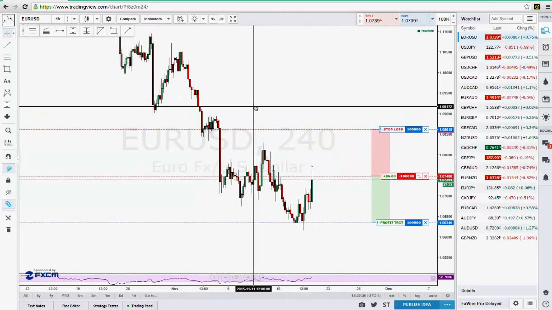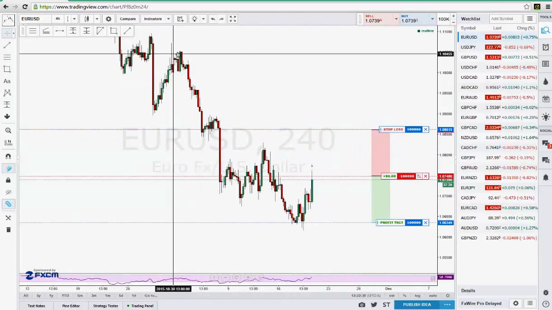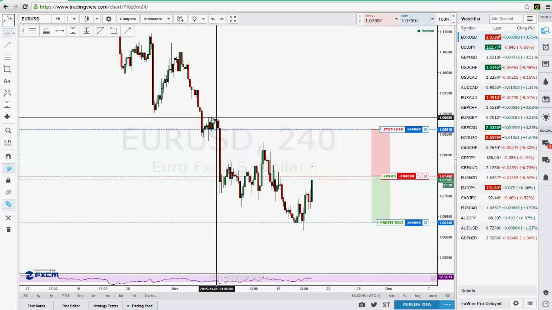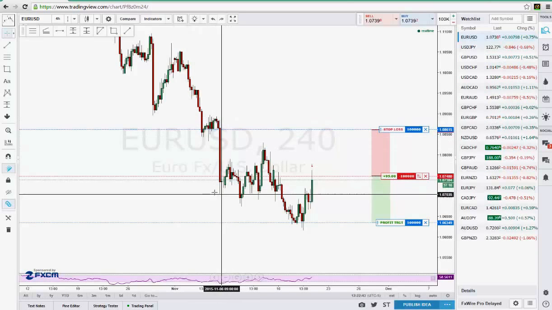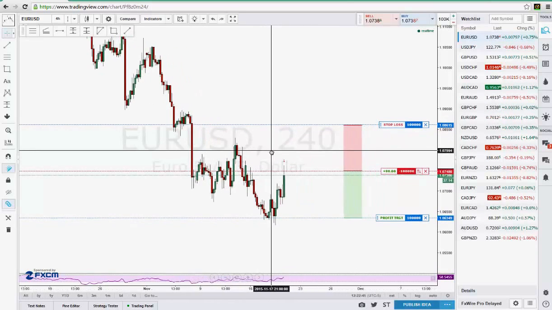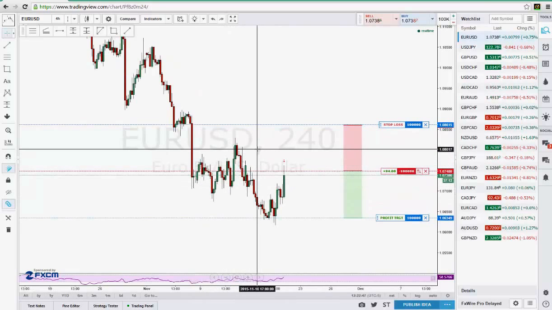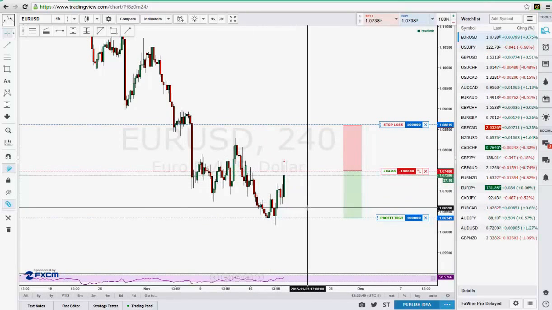As you can see, the euro dollar has been putting in lower highs, breaking structure to the downside, more lower highs, breaking structure to the downside, and more lower highs. So this leads me to believe that this market will continue in the downward direction.